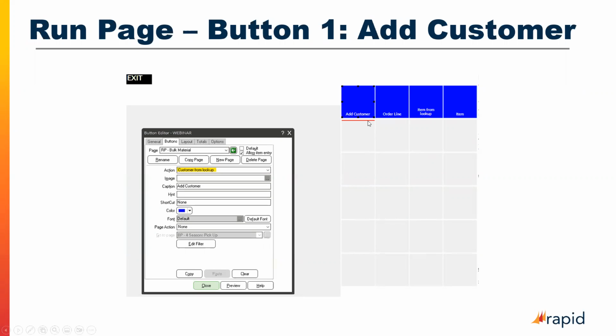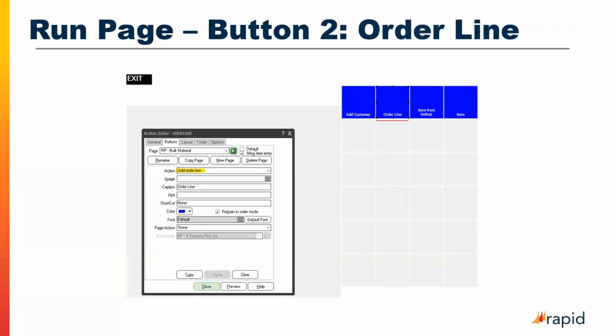Button number 1 is add our customer, and our button action is customer from lookup. So it'll prompt me to select a customer from all of my customer lookup. Button 2 is my order line, and my button action is add order line. Again, very simple button action there, and it'll convert it from my sale line to my order line.